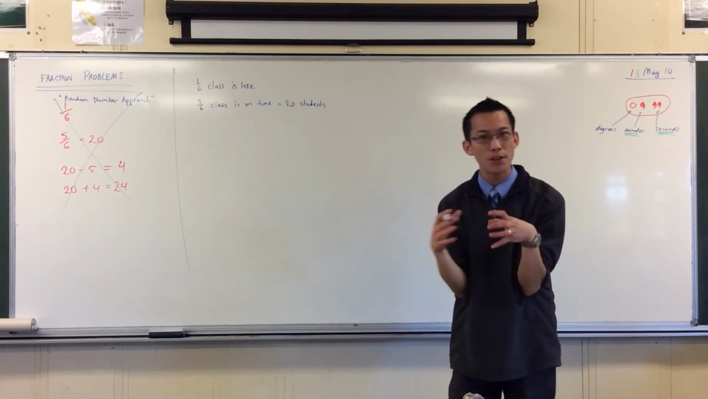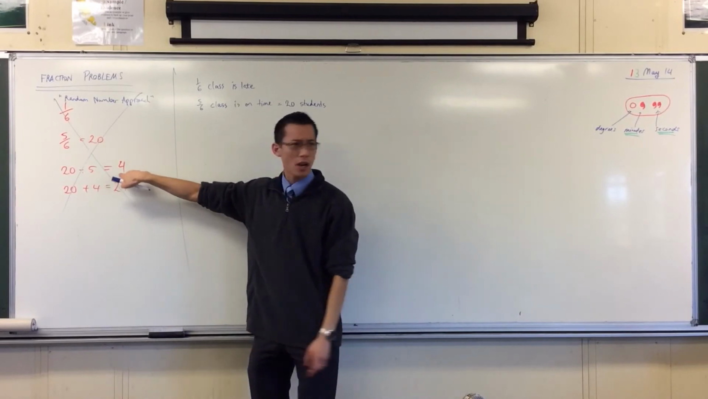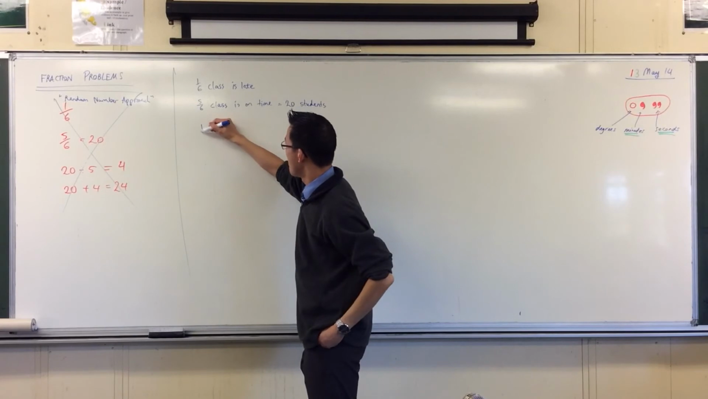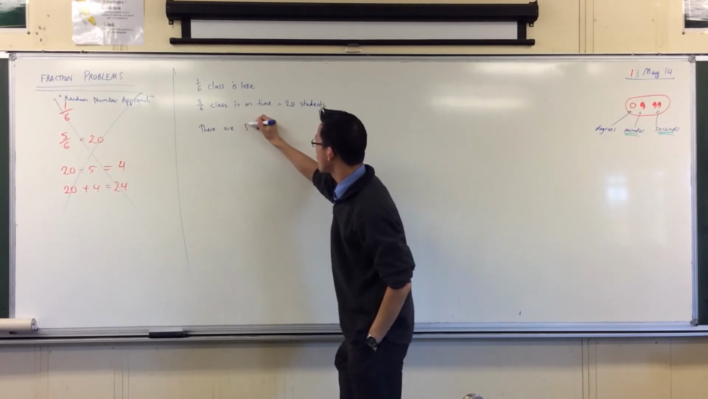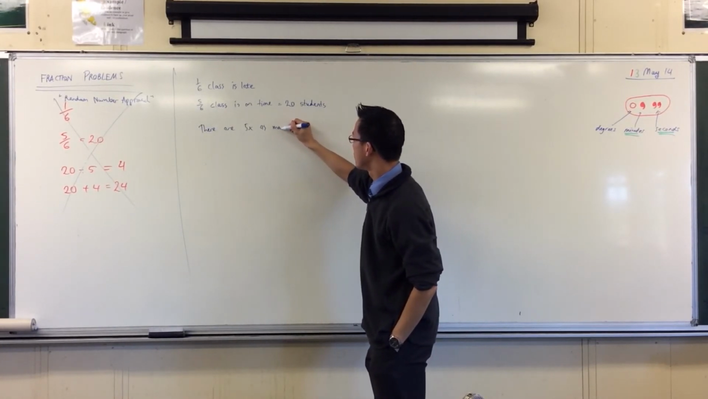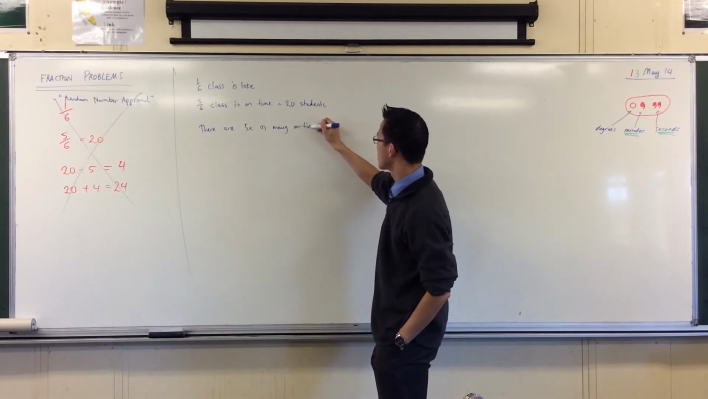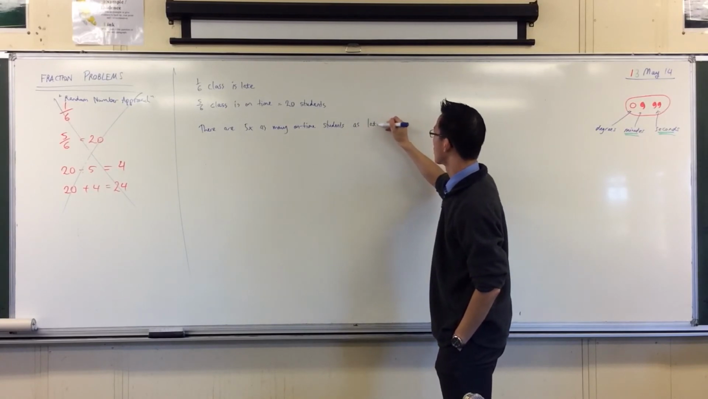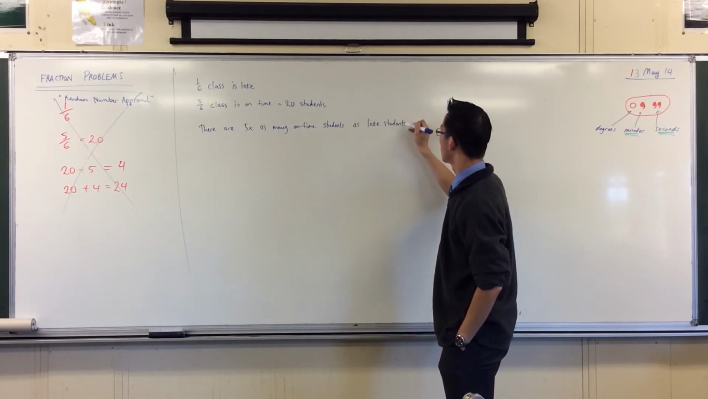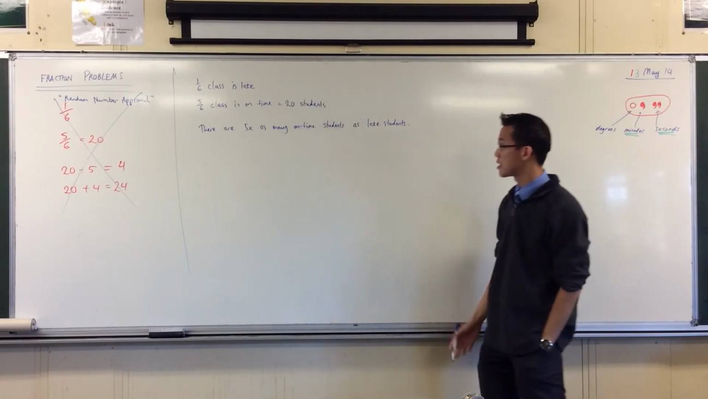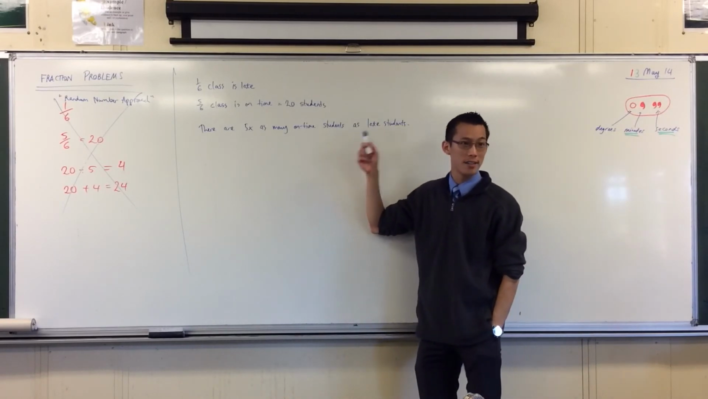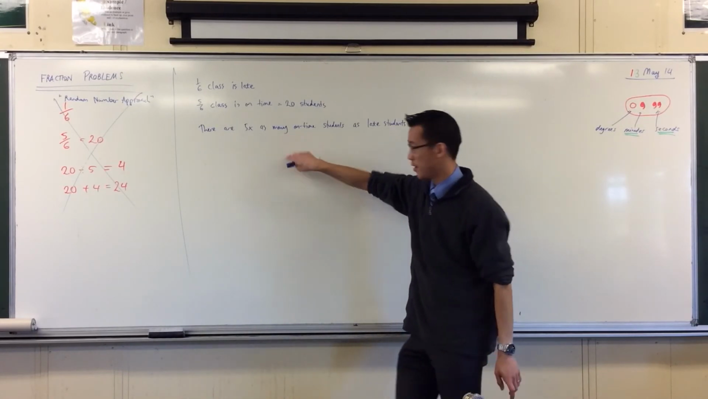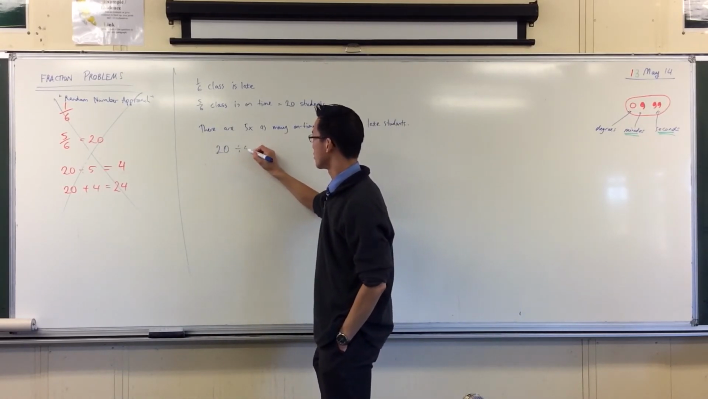Now, how did I put this together? Why did I do this, right? Well, the reason I did this is because there are 5 times as many on-time students as late students. Or another way of saying that is there are 5 times fewer late students than on-time students. So now, because of this statement, I'm going to make this equation.